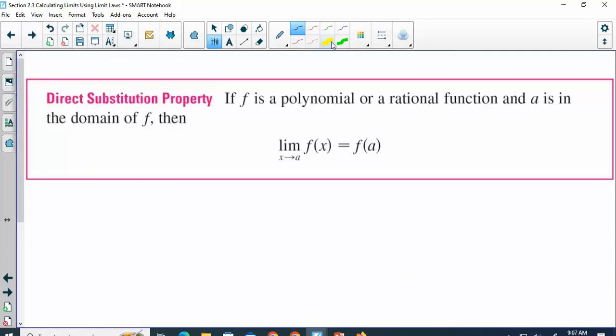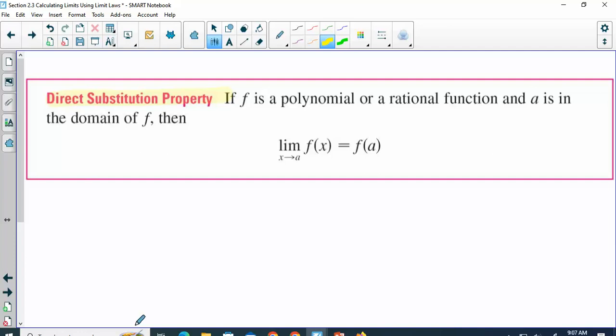But we have this lovely property called the direct substitution property. And it tells us, as long as we have a polynomial or a rational function, so polynomial, nice integer exponents, or whole number exponents, I should say. A rational function is when you're dividing polynomials.